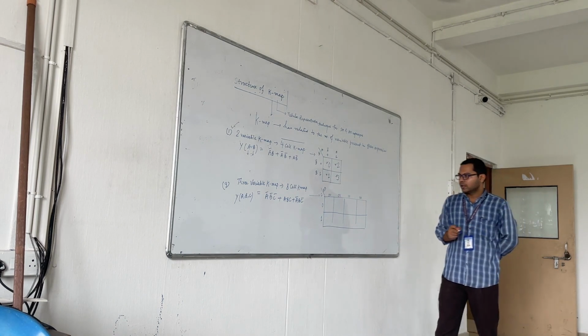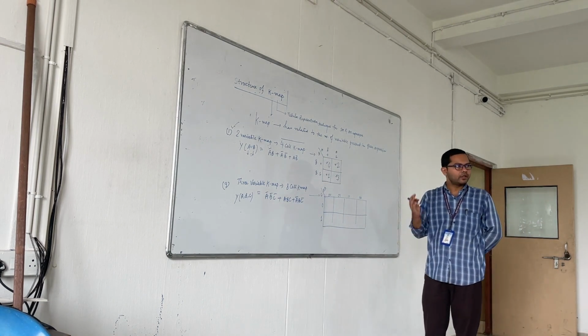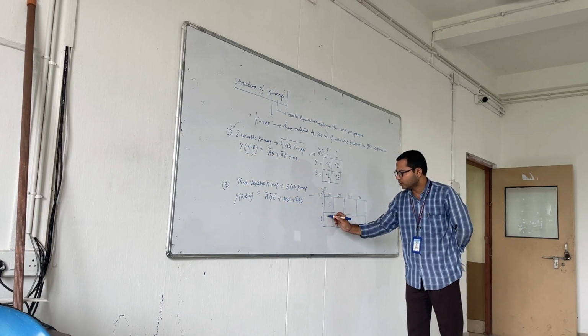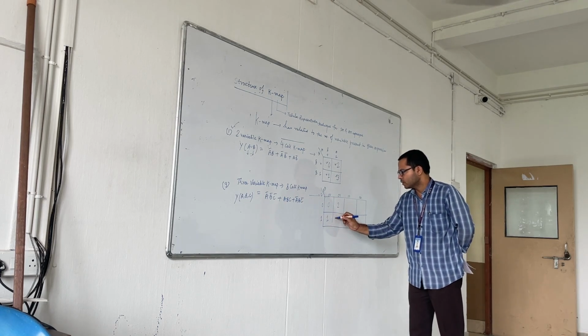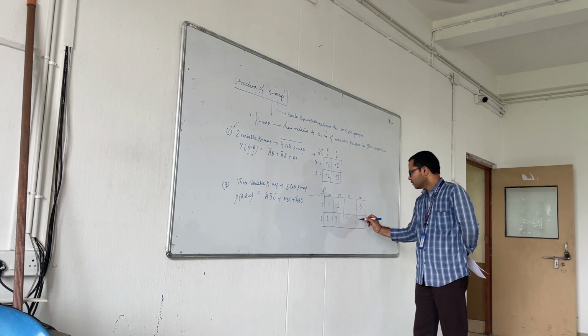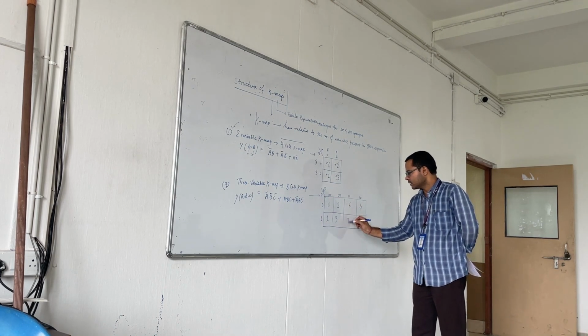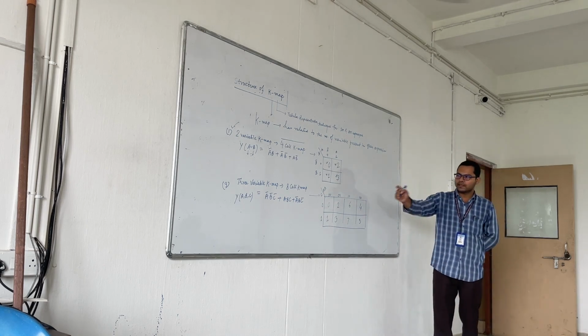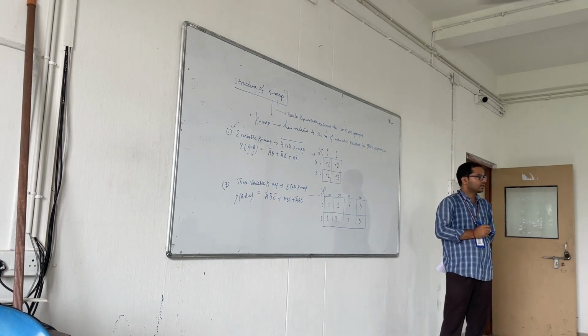Right? And the cell numbers, again you have to count from ABC. So it will be 0, 1, 2, 3, 4, 5, 6 and 7. These are the corresponding cell numbers for an 8 cell K map. Till now any doubt? Any confusion?